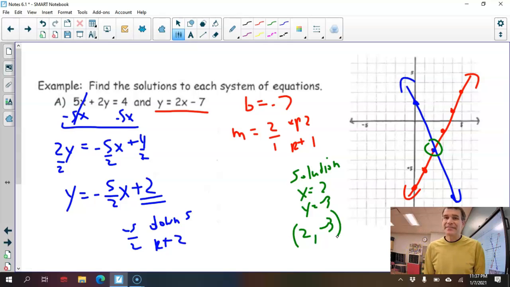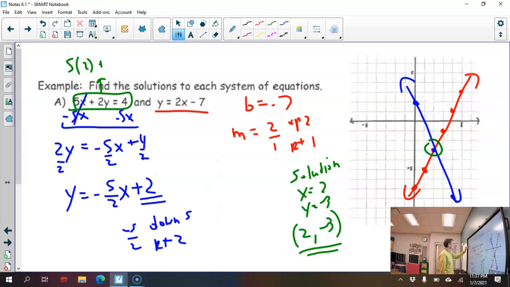Now, one of the things I'm going to ask you to do on the homework on one problem is to check your answer. So let me show you how to do that. You're going to take your solution and substitute it into both equations. So here it would be 5 times 2 plus 2 times negative 3 equals 4. That would be 10 plus negative 6. And yes, that works. You get 4 equals 4.